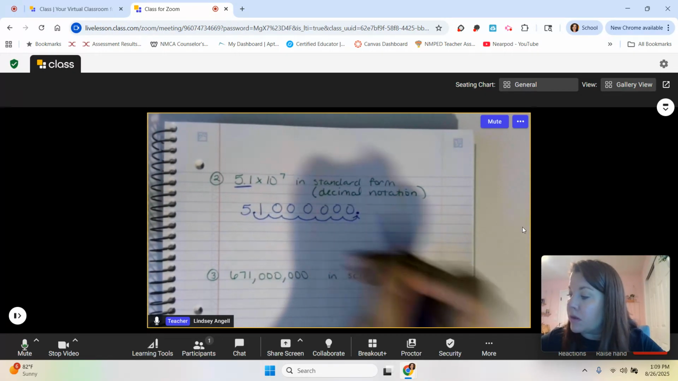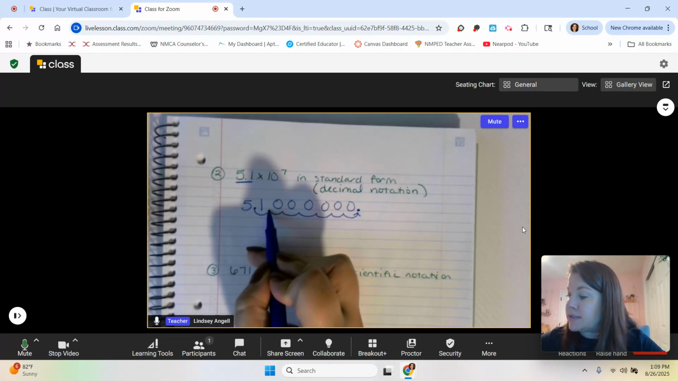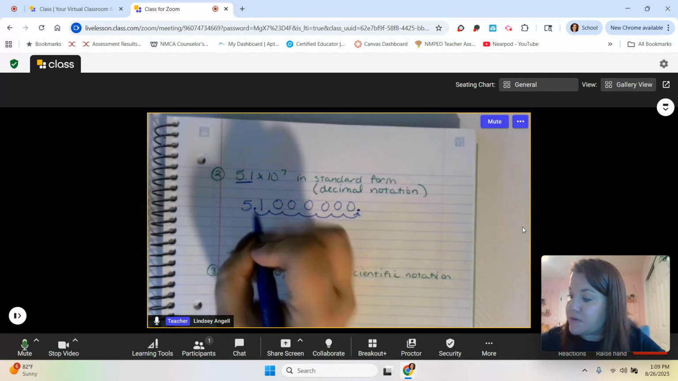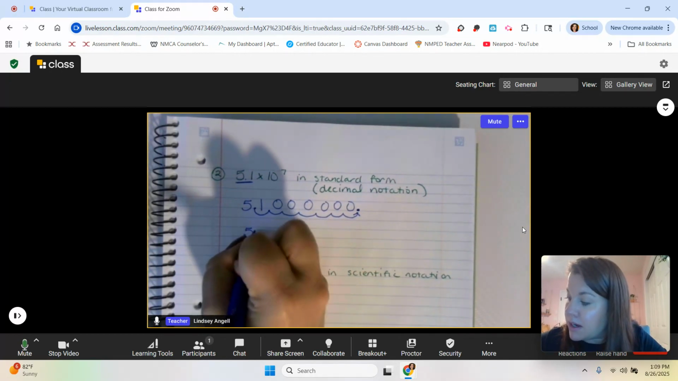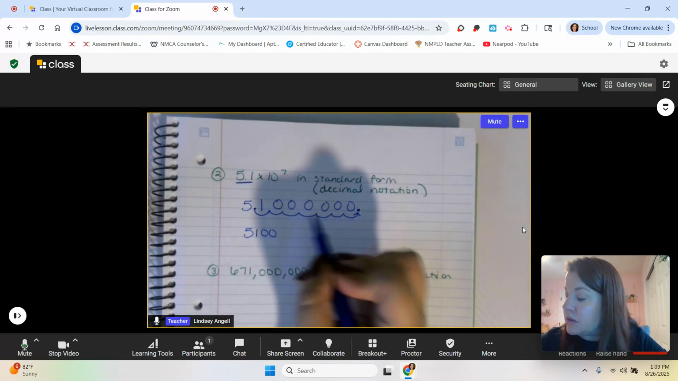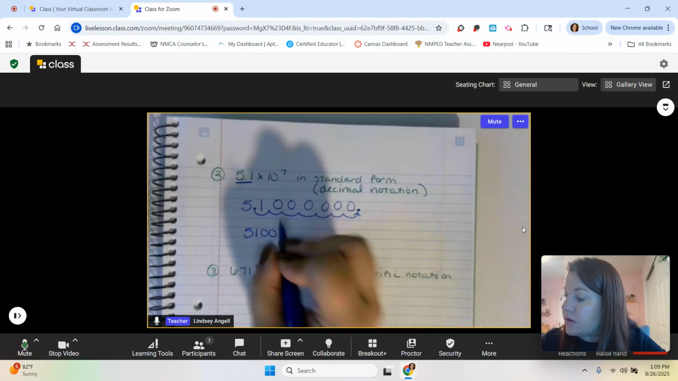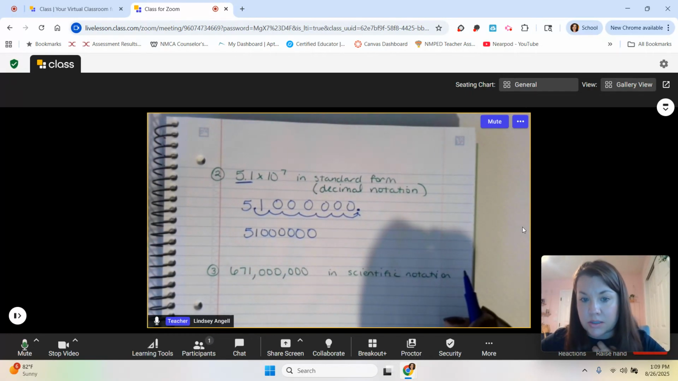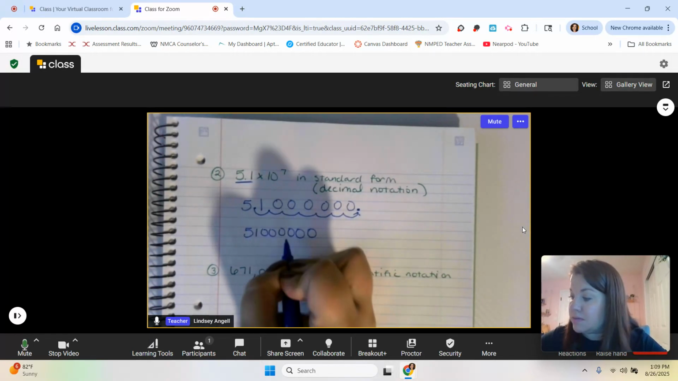Okay. Now, we moved it once over to get past the 1, so that counts as that first move, but then we have 6 zeros after that. So now I can rewrite it as, let's see, 2, 3, 4. Okay, so that would be in standard form or decimal notation.